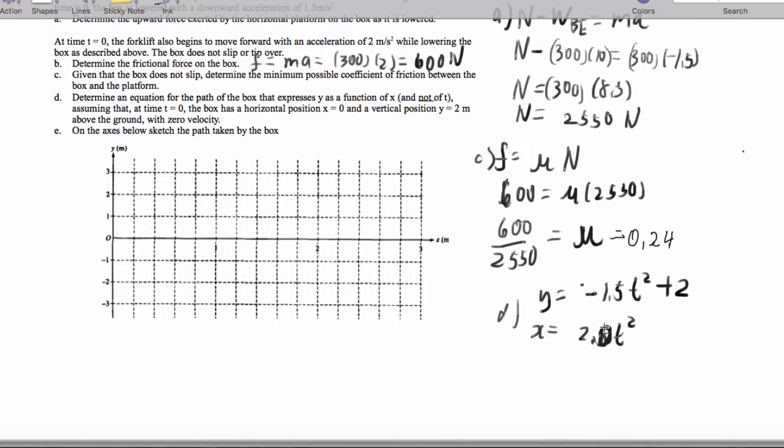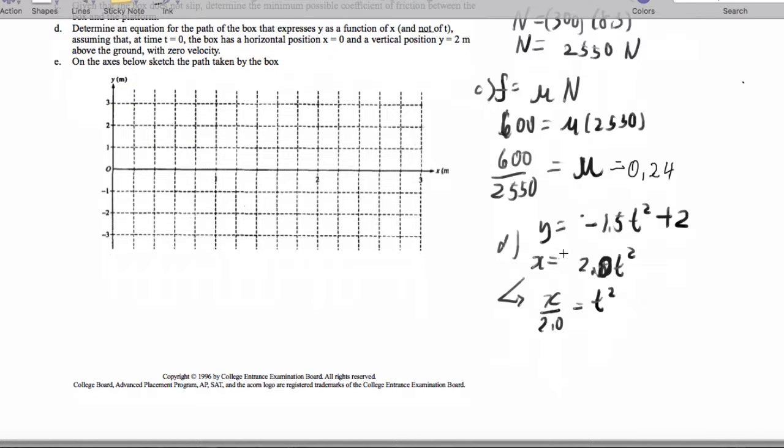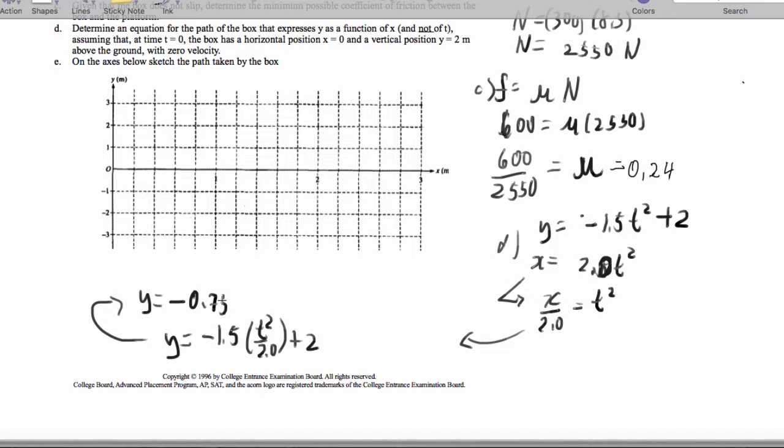So let's do a little math here. Basically, I know that they're both functions of t squared, so why don't I do a little bit of a substitution here? I'm going to isolate t squared in the equation below. So I get x over 2.0 equals t squared, and now I do a substitution. So y equals negative 1.5 t squared over 2.0 plus 2, and 1.5 over 2 is 0.75. So my final equation for y is negative 0.75x plus 2, since that's the equation for x.